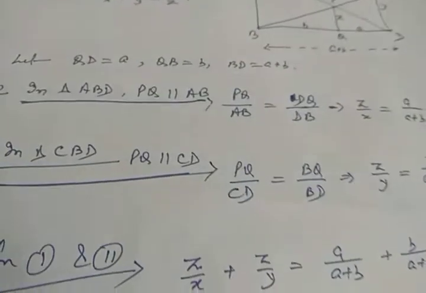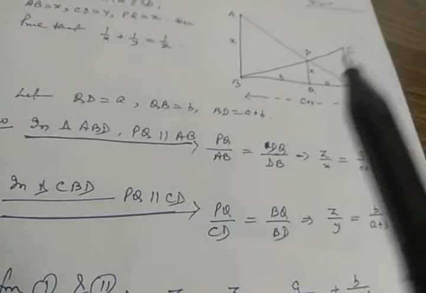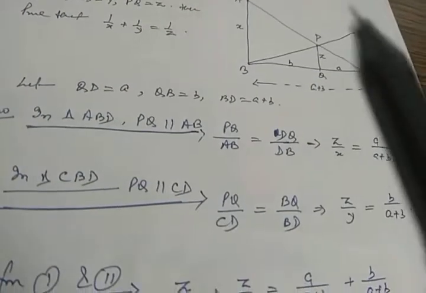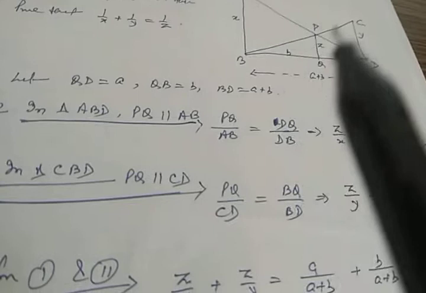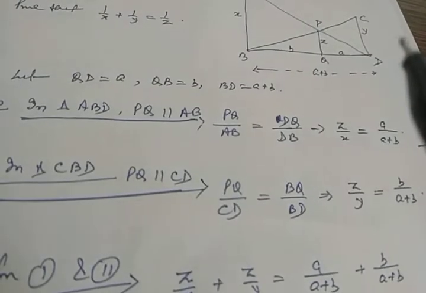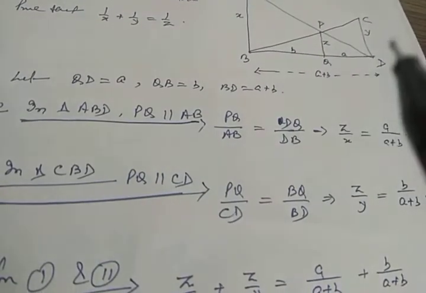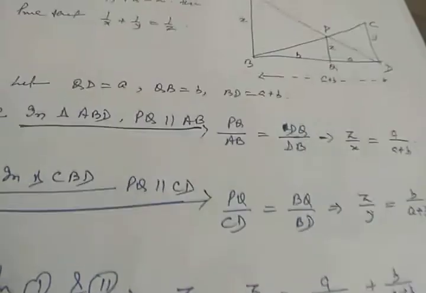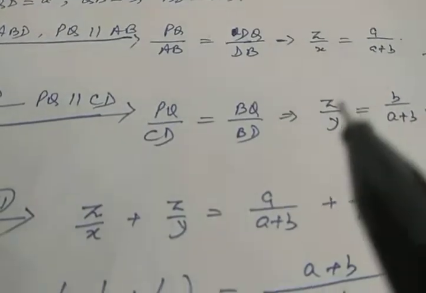In the same way, we take triangle CBD. Just see, CBD. PQ is parallel to CD. So it should be Z by Y. Follow? Z by Y is equal to B by total A plus B. Z by Y is equal to B by A plus B.